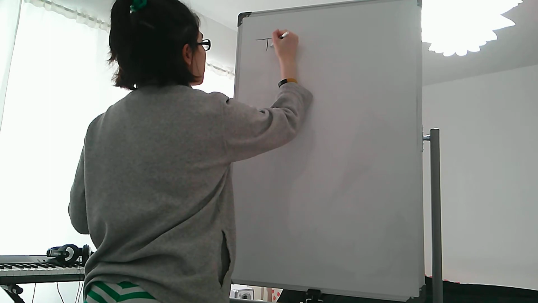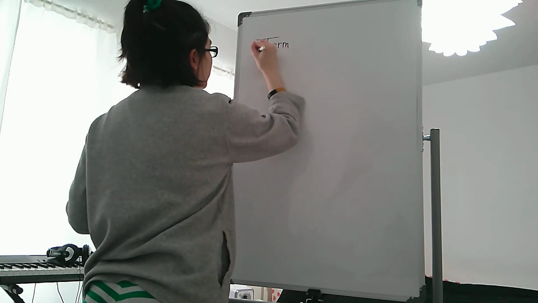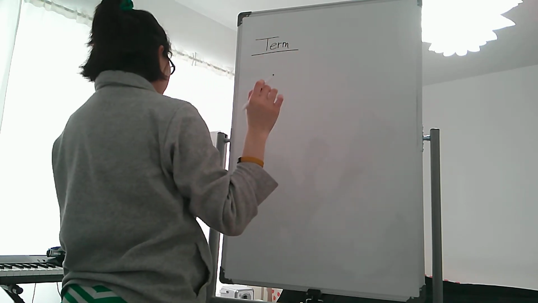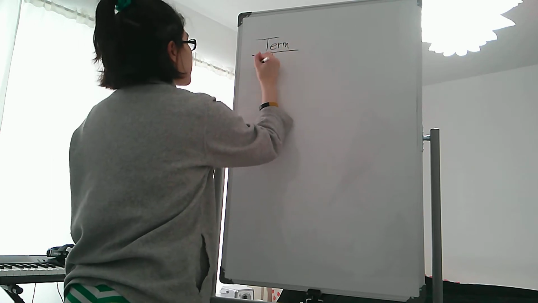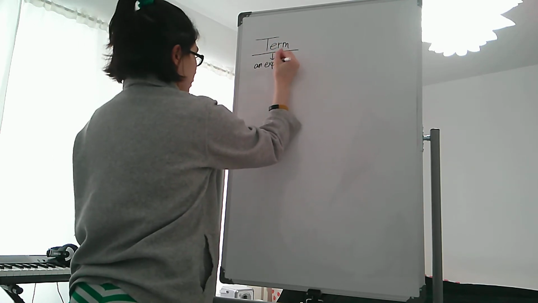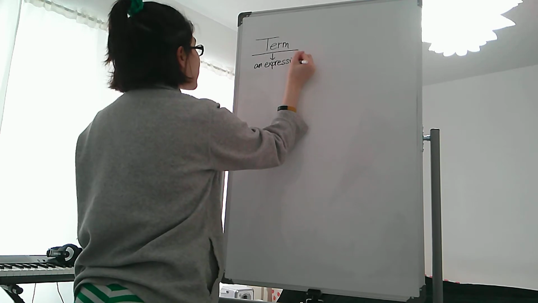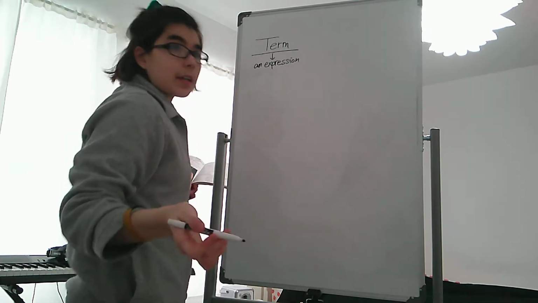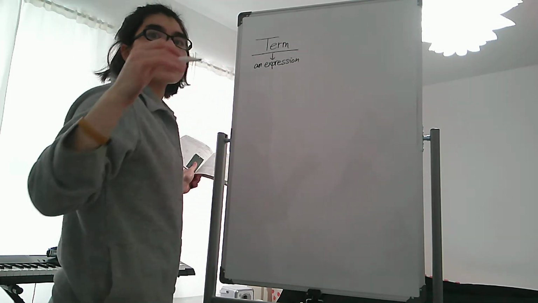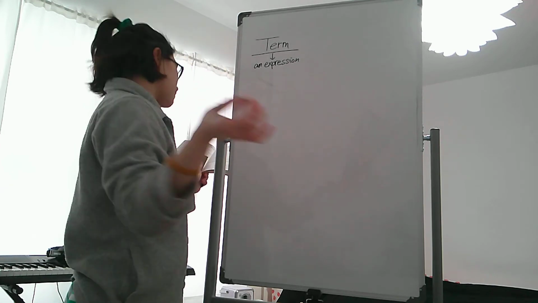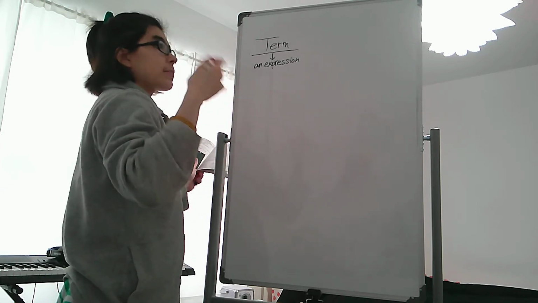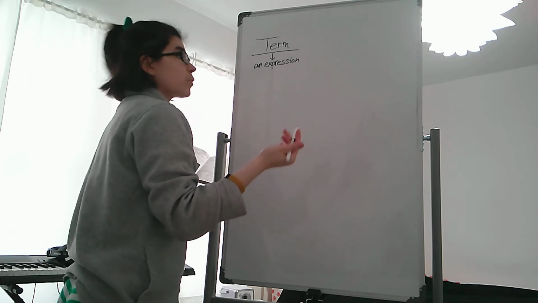Okay, a term. Probably heard this word a lot, but in algebra it means something very special. It is basically just an expression. A term is technically just an expression. It can be a number, it can be a variable, it can be the product of a number and a variable, or it can be the product of a number and more than one variable.